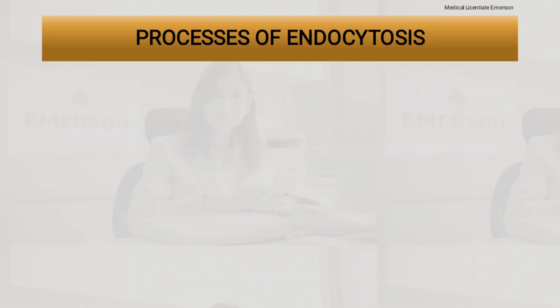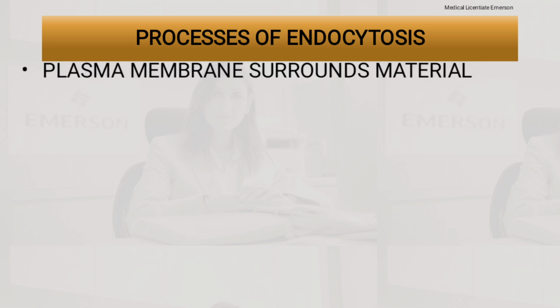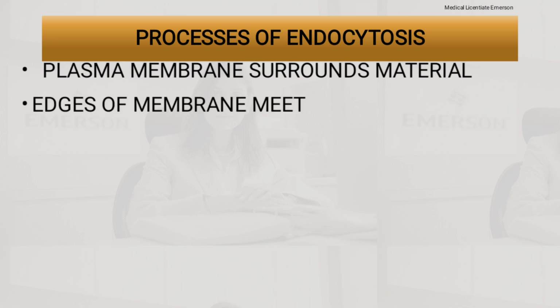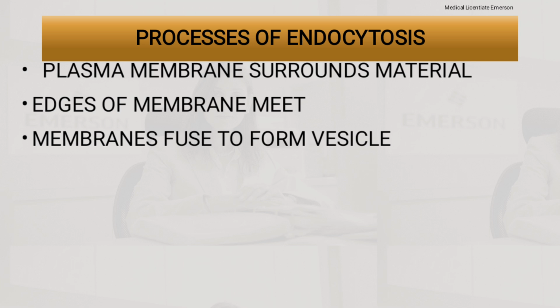Then the process of endocytosis includes the plasma membrane surrounding the material, and the edges of the membrane meet and fuse to form a vesicle. So that's why some people call this vesicular transport.